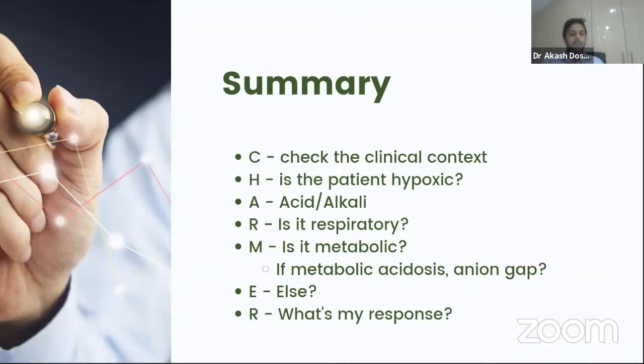So a summary, just in case you missed any of those steps. CHARMA, C, the clinical context. H, hypoxia. Is this patient hypoxic? Are they hypoxic relative to the oxygen they're on? E.g., are they on 15 litres? And is their value not so good, given that they're on 15 litres? Is it acidic or is it alkali, the pH? Is the cause of this respiratory? Is the cause of this metabolic? And if it is metabolic acidosis, then what is the anion gap? Is there anything else wrong with the gas? Ticking off or circling every value if you need to. And then finally, what's my response as a result?